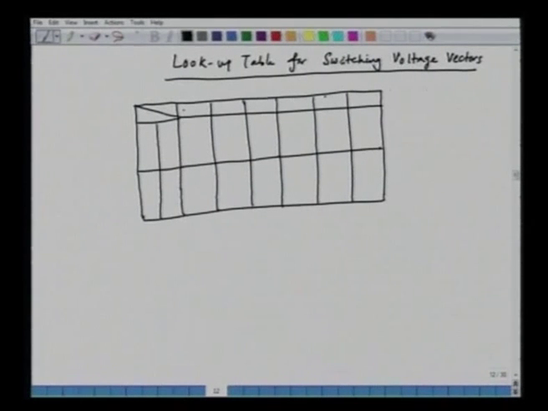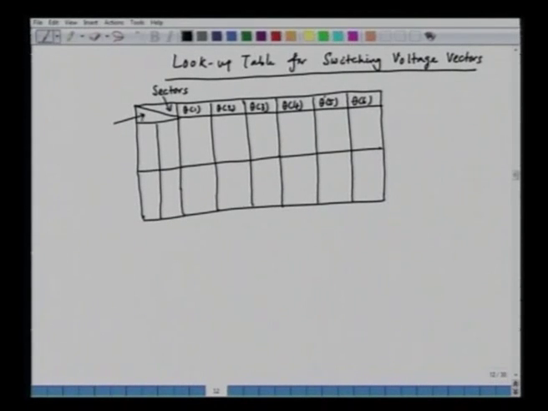So, this is our sector 1, this sector 2, sector 3, sector 4, sector 5 and sector 6. These are the sectors. And then we also have the torque and flux status. So, this is the status.